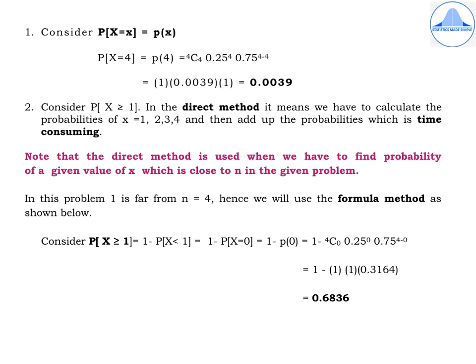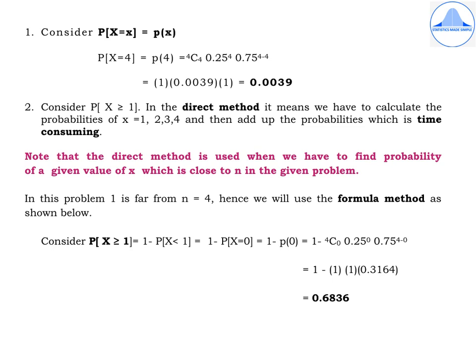In the first subdivision, we should find the probability that the person hits the target all 4 times. So let's start with the formula. Probability of capital X equal to small x is equal to p of x. I had already mentioned at the beginning of this video that this formula is very important for calculating the probabilities. So all you have to do is, in place of small x, replace it by 4. So you get probability of capital X equal to 4 is equal to p of 4.